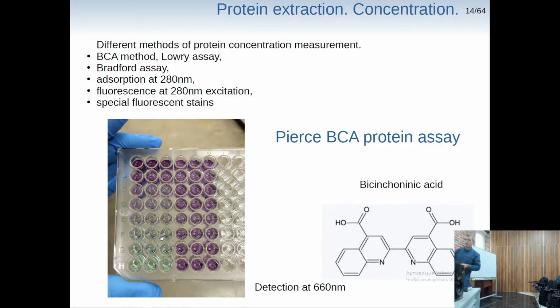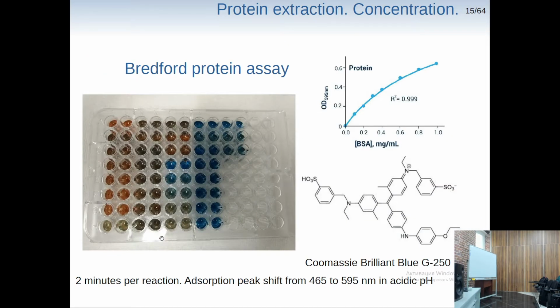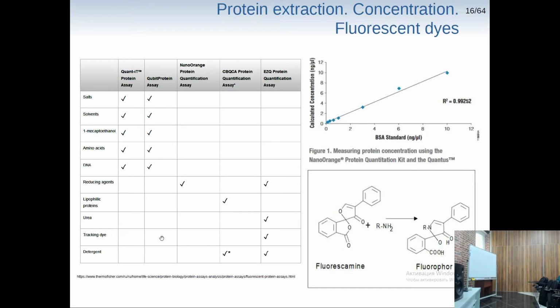Of course, there is different. Like Bradford is the same as here, but we already have some problems. First problem is that we need a lot of points to calibrate, and another problem is that most of those assays will not work with some other chemicals which are present in our samples. And there is one solution to this. There are new fluorescent dyes which bind to protein in quantitative manner, and you can use them actually to get the concentration.